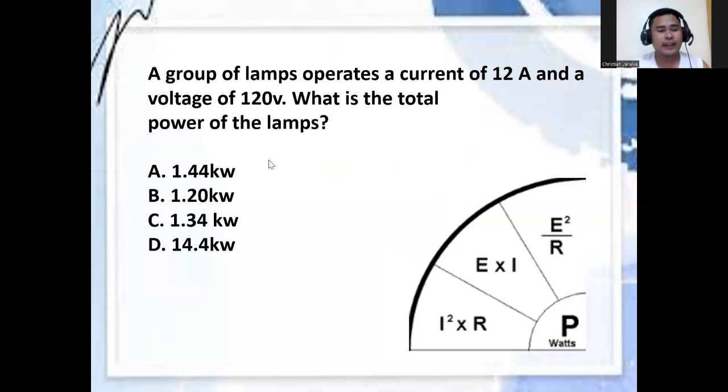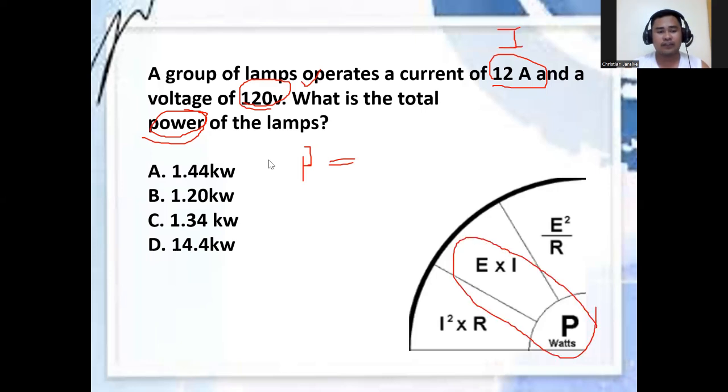A group of lamps operate at a current of 12 amperes and a voltage of 120 volts. What are we looking for? We are looking for power. Again, we are looking for power. Therefore, power is equal to, given that we have the value of current and voltage, current and voltage. Very simple, tama? Very simple.